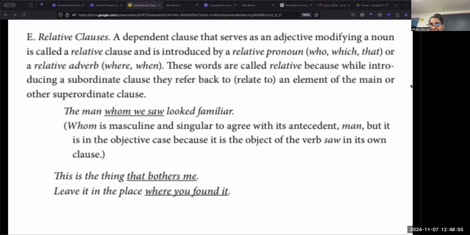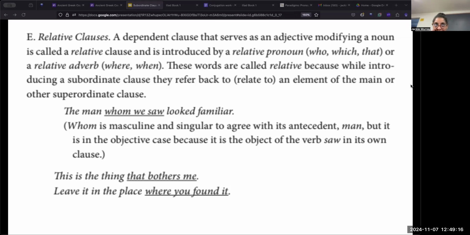Okay, so this is actually cleaning up people's English more than anything else. Just so you know, from here on in, you'll never be able to use who and whom wrong afterwards. You'll be correcting people. No, it's whom. All right. So this is the thing that bothers me, right?